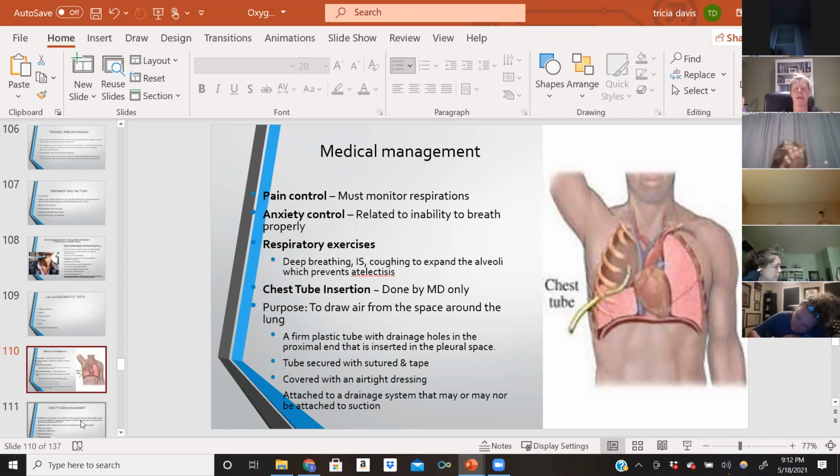So we might have to give them pain medicine. We might have to give them anxiety medicine. We're going to teach them respiratory exercises. We want them to practice deep breathing, use the incentive spirometer, and cough to help expand the alveoli and prevent atelectasis. Usually we will have to put a chest tube in. This is not done by us, it's done by the doctor, but the purpose is to withdraw air from around the lung, or sometimes fluid.